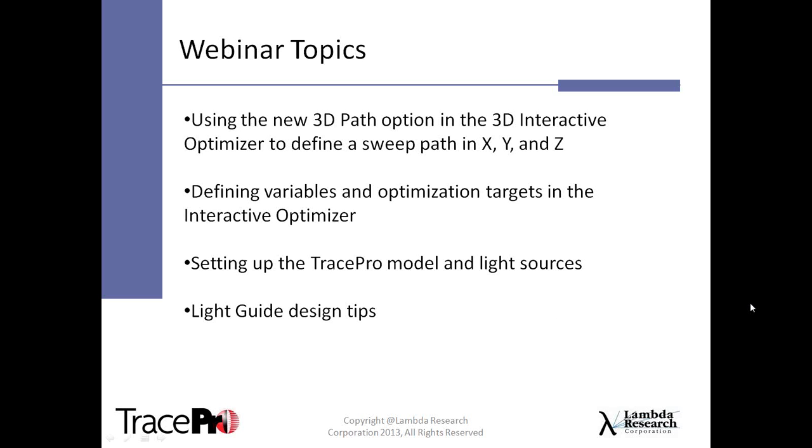Then we'll look at the new 3D path option in the 3D Interactive Optimizer that allows you to define a sweep path in X, Y, and Z. We'll also talk a bit about defining variables and optimization targets in the Interactive Optimizer. Then we'll look at setting up the TracePro model and the light sources. And we'll wrap things up with some light guide design tips.